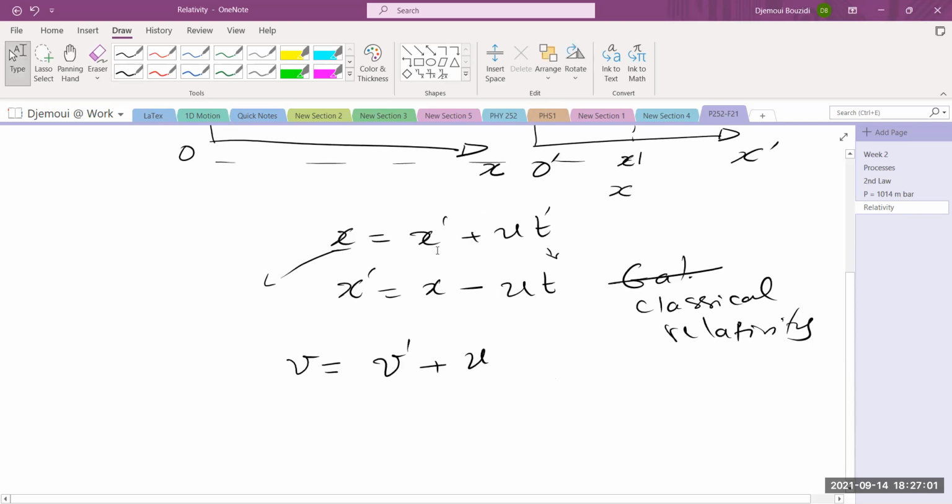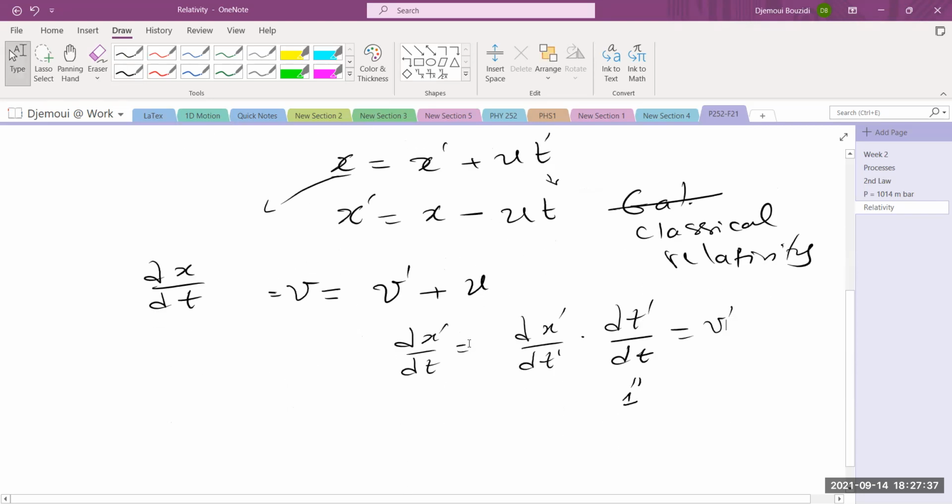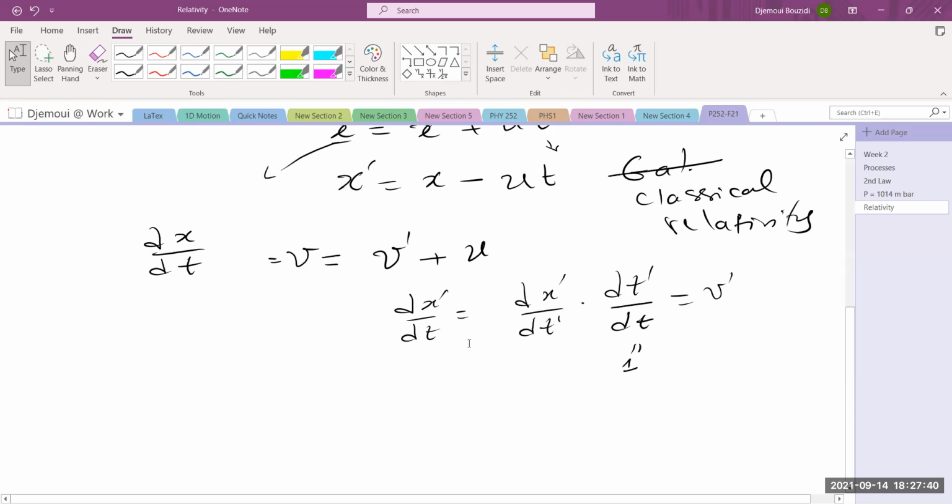If you wish to take the derivative with respect to t, that's what v is, dx over dt. You say dx prime over dt is the same as dx prime over dt prime times dt prime over dt. That's the chain rule. And this is 1 because both of them are actually the same quantity, classical mechanics. And this is v prime. And the same thing, dt prime with respect to t is 1 too. So that's going to be u. So this is exactly what I was saying in here earlier.